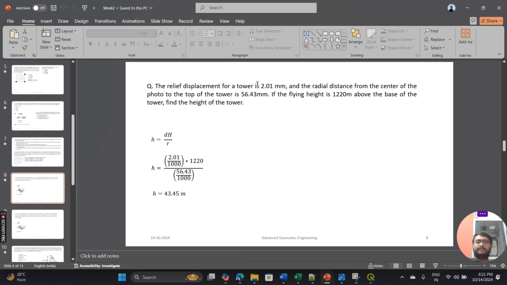So this will be the relief displacement of the tower is 2.1, and if we just divide, this relief displacement is d. So we can specify H here, it will go in the bottom. Relief displacement d will become rH by small h.